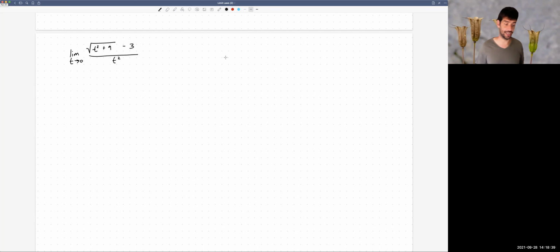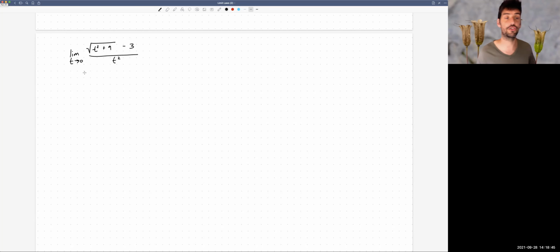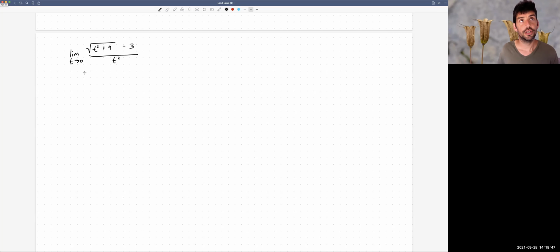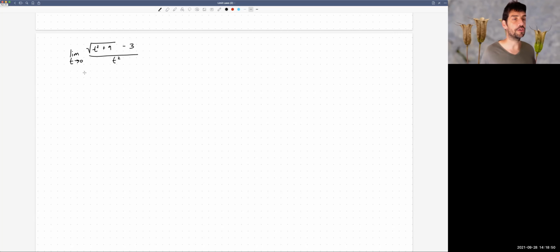So I'm going to show you a trick that somebody discovered at some point that turns out to work well. When you see something like this, a square root or a cube root, maybe a fourth root, you might want to use this. Square roots will be very typical though.